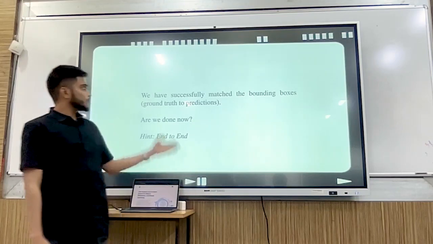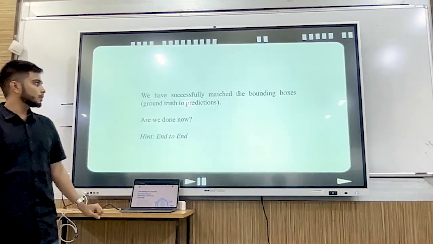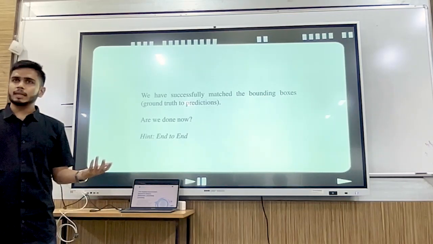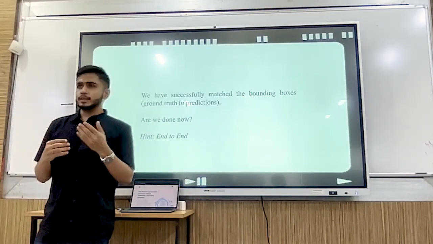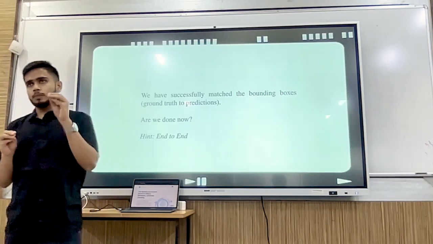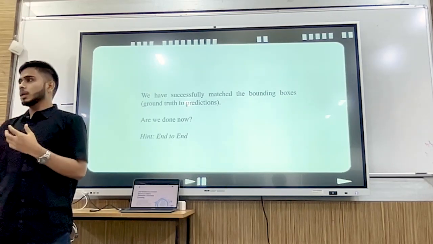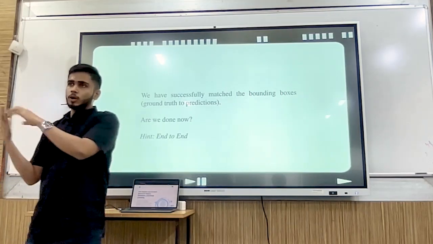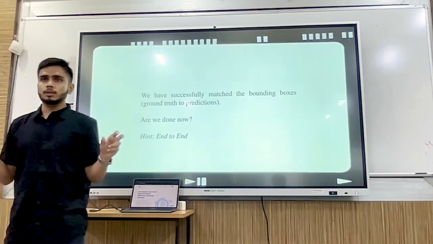Enough of that. We have successfully matched the bounding boxes. The ground truth and the predictions are all successfully matched. Are we done now? That is the problem. Are we done? We are done, I guess. Actually, what happens with an end-to-end problem is that the system being solved, as in the ground truths being matched to the predictions, is not the only thing that we need. We also need a loss at the end of the entire model for the weights, or maybe the parameters of the model, to be tuned, right?